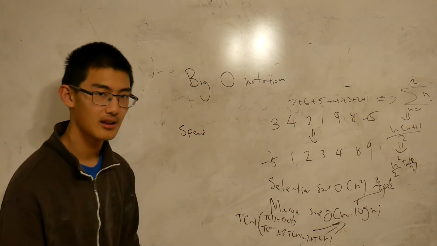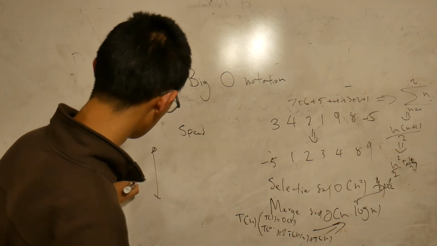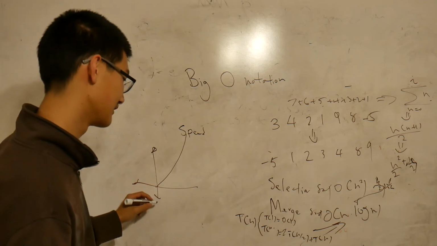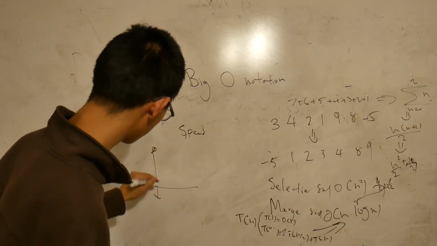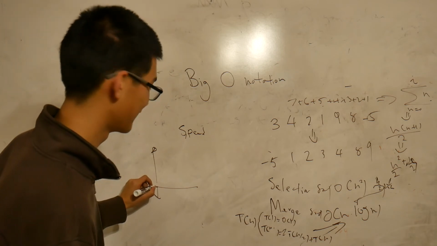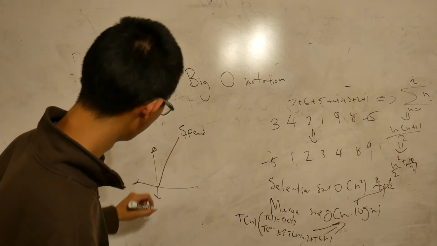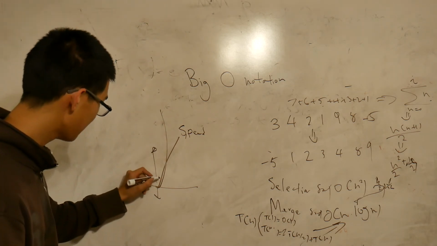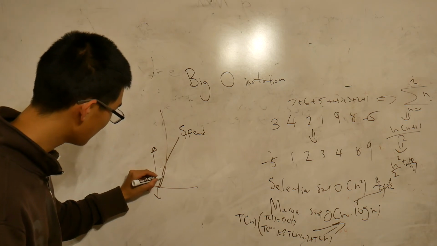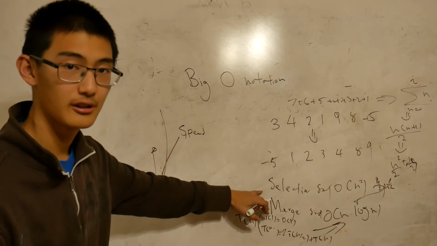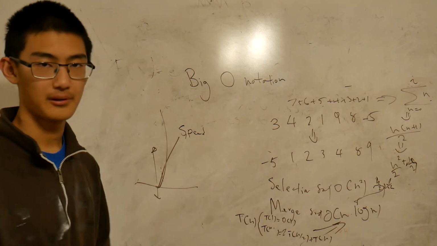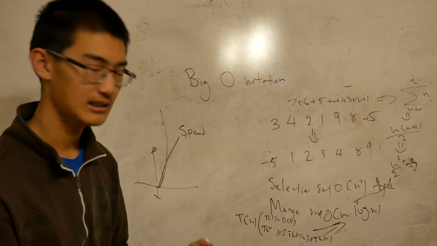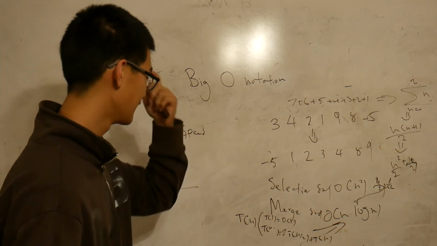So you can see n times log n, if we were to graph that, might look something like this. And then n squared might look something like this. What you'll notice is that for small values of input, maybe merge sort is slower than selection sort, because it takes more operations. But I don't care. I'm only looking at when n goes closer to infinity. Okay, that is big O notation.